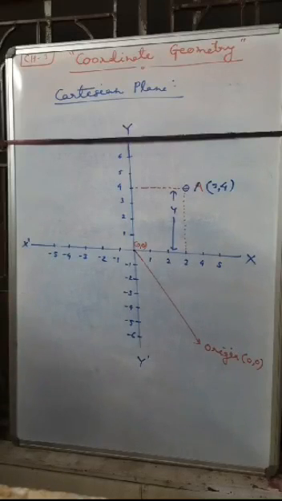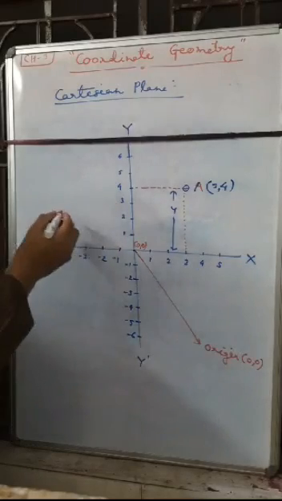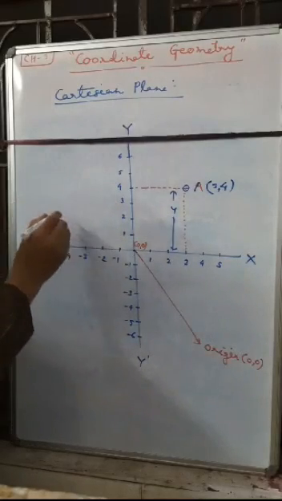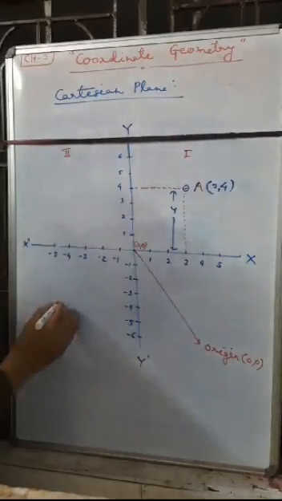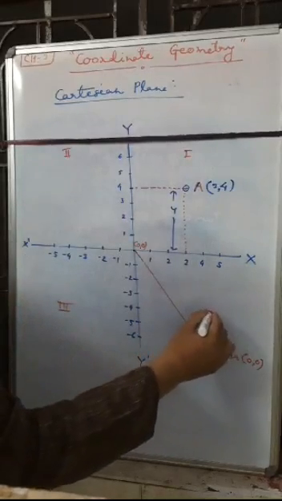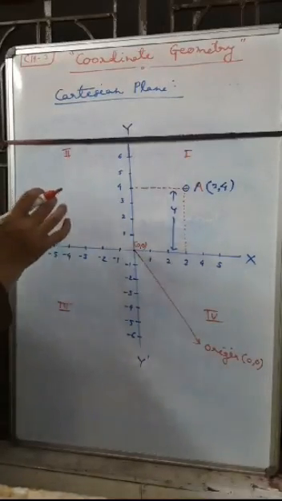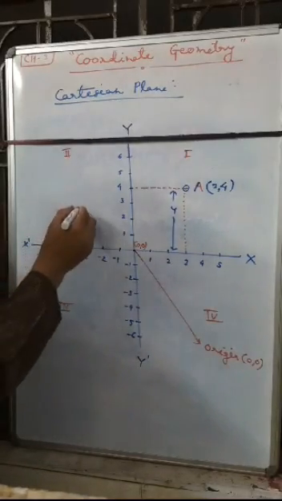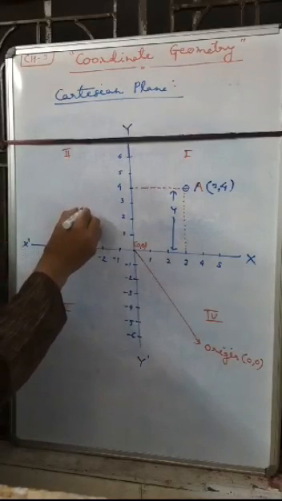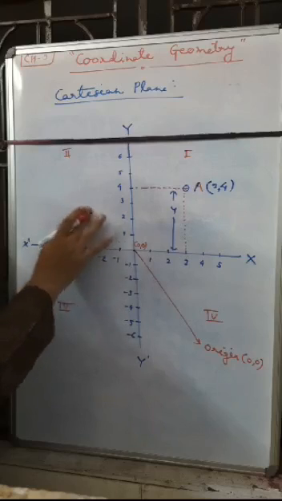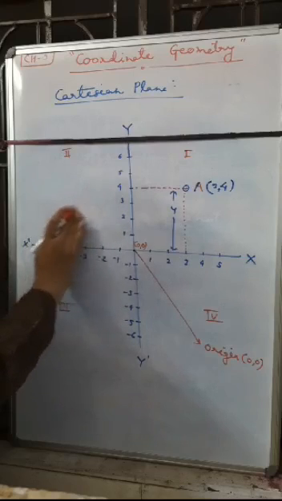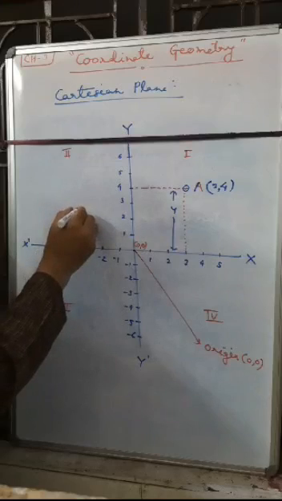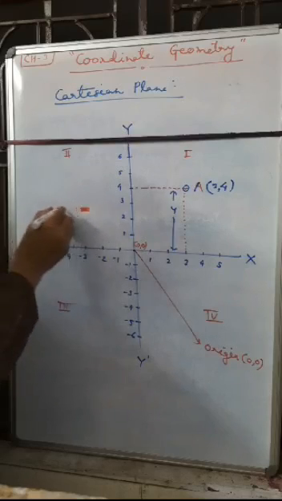One more example we are looking at. Suppose something is situated on the Cartesian plane in the first quadrant, second quadrant, third quadrant, or fourth quadrant. Suppose the thing is situated in the second quadrant. Suppose an apple is situated here, or anything you can take. Suppose a book is situated here.